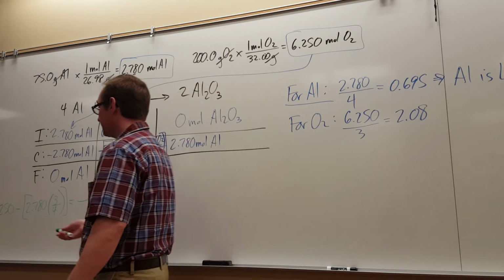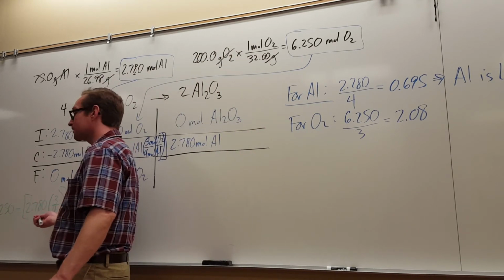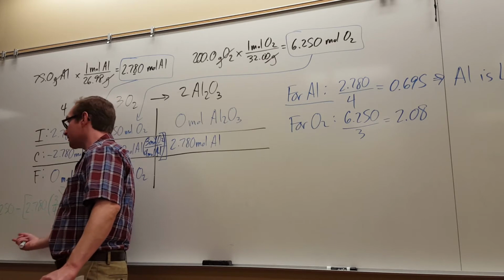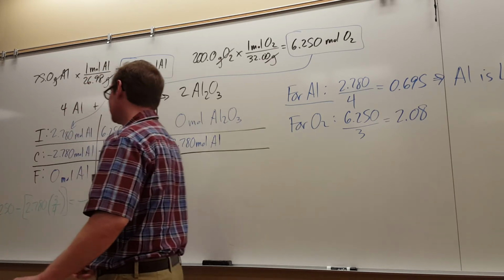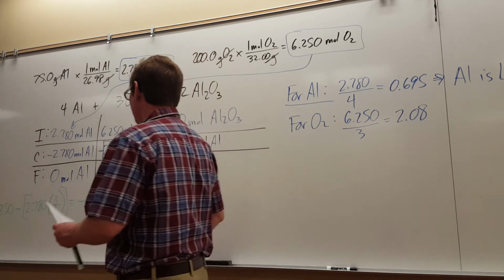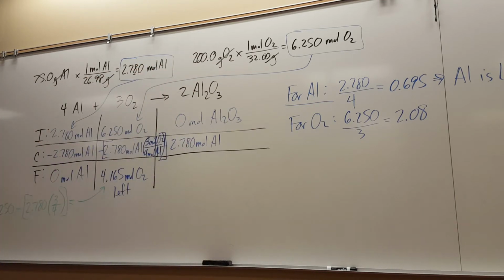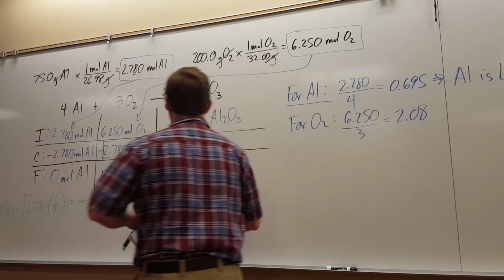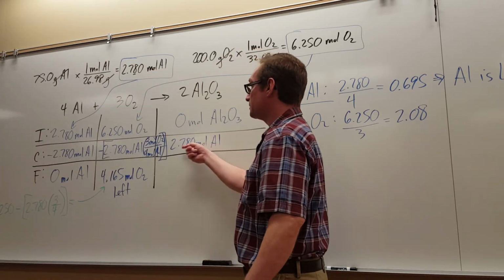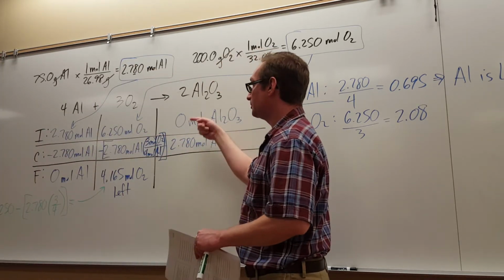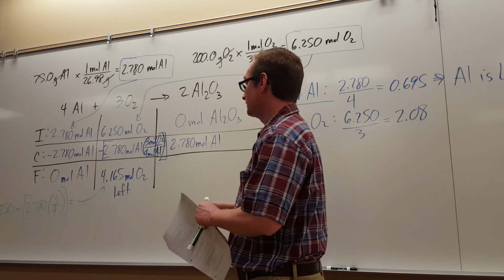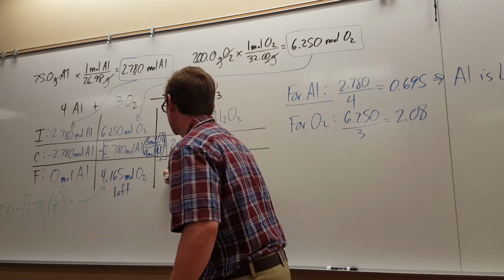So you have to take the 2.780 times 3/4 and then subtract that whole result from the initial to get the final. Okay, and then we have our product side. And this is easy because it's just adding whatever was made to 0. Okay, so 0 plus this amount gives us our final amount.